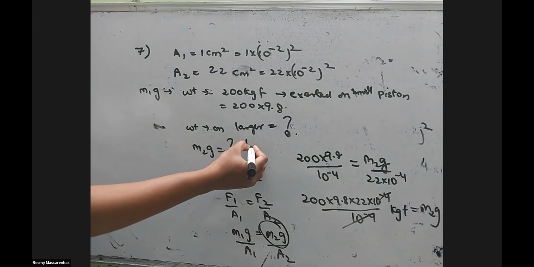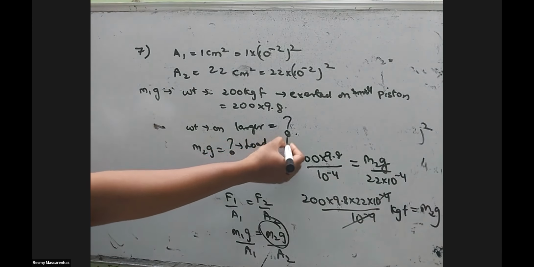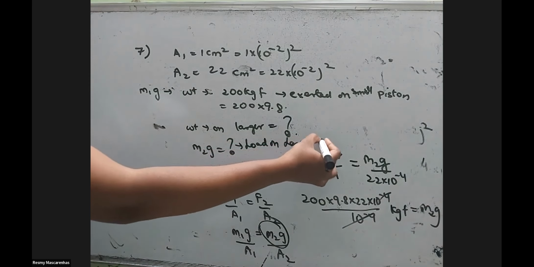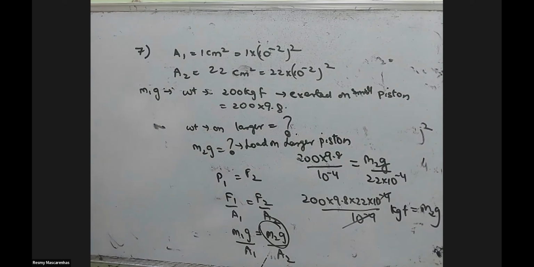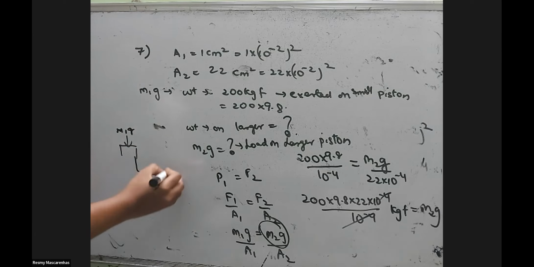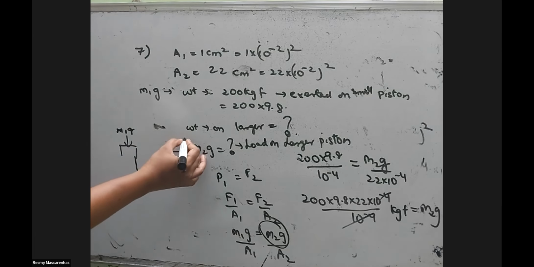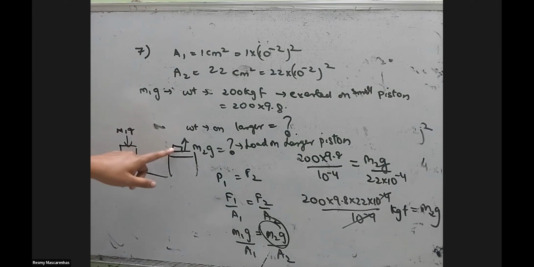M2G is nothing but load on larger piston. And M1G is the load, the force you are exerting here. This M1G. And then it goes and this side it goes up. Load whichever you have to pick up. How much it is, whatever is this value.